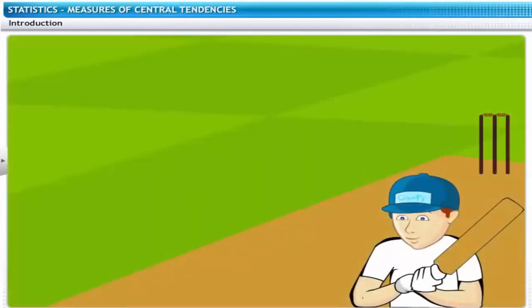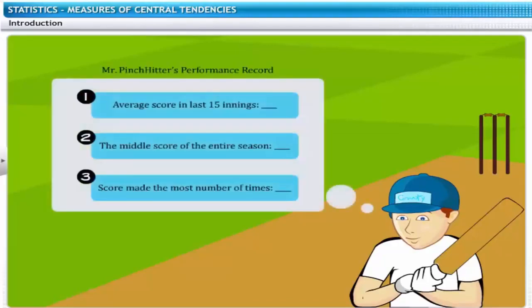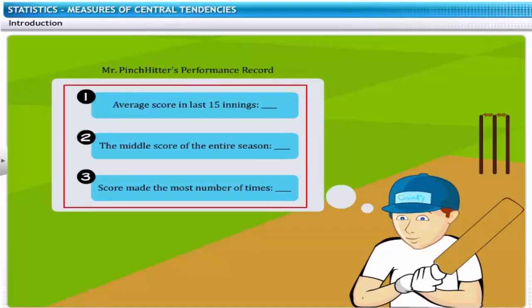The cricket season is ending, and Mr. Pinch Hitter has to submit a performance record. He can do it in any of the three ways listed on this form. Mr. Pinch Hitter would obviously want to make a good impression. Let us find values for these three quantities and see which one Mr. Pinch Hitter would like to use.